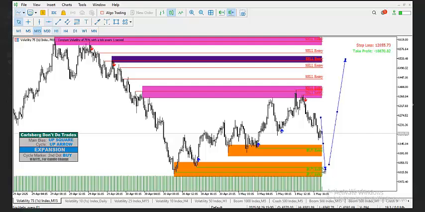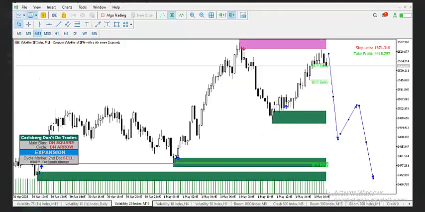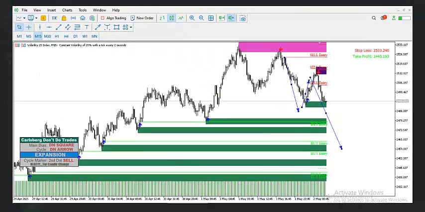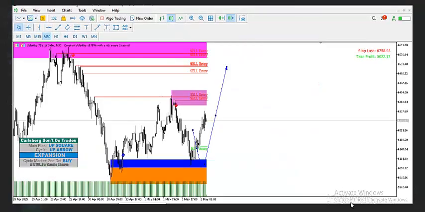If you can see it over here, this was the initial move that we projected, and the market later respected it. You can see it over here. The market came down and is currently moving up.